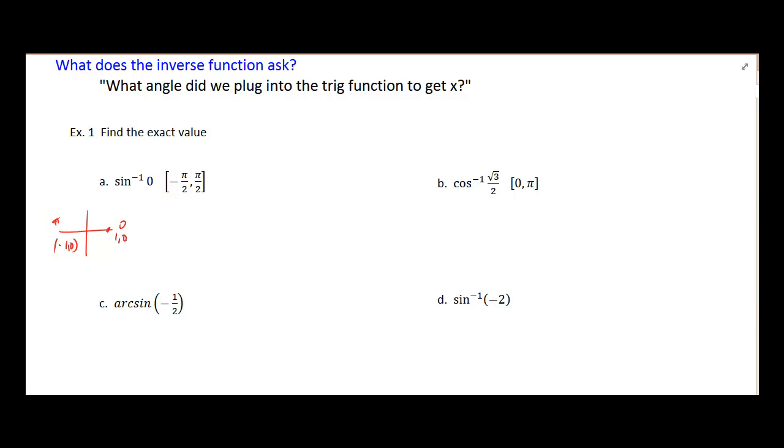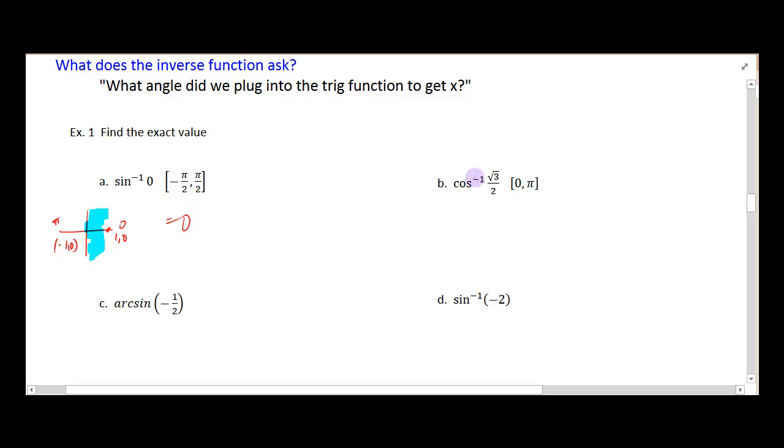I also know, because we have restricted our inverse functions, that the inverse sine function only lives over here in the first and fourth quadrant. So the answer to this is, when I take the inverse sine of 0, that is 0. So that answer is 0. Okay, let's look at another one.